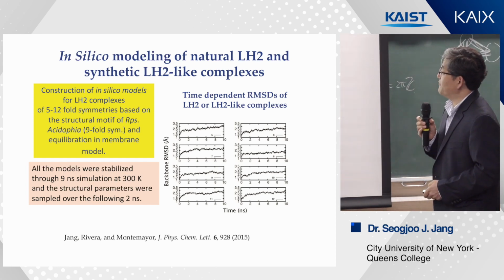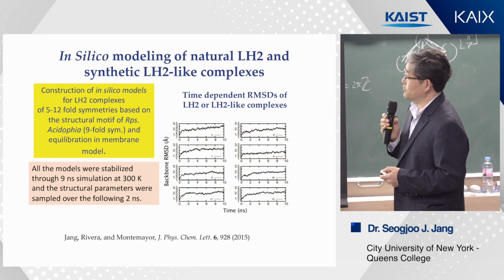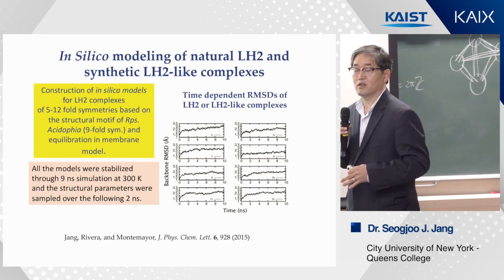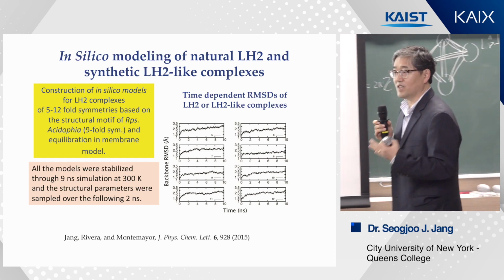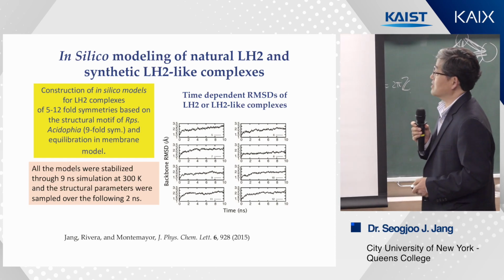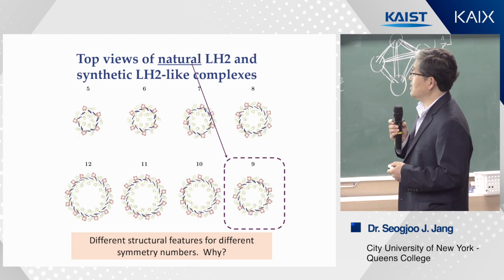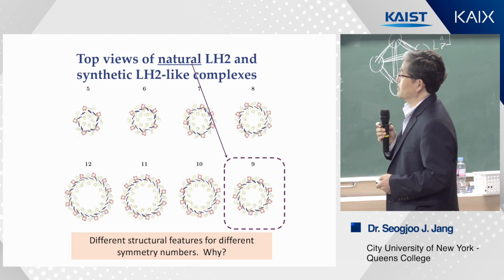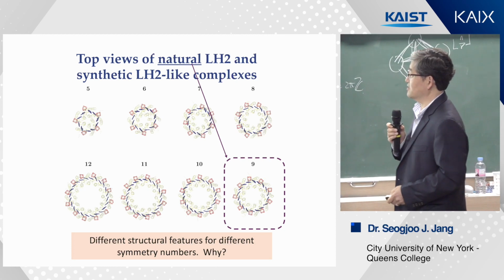Remarkably, we found that all of them worked, except for the smallest ones. We actually tried 3-fold or 4-fold ones, but they became too unstable and didn't exist. But starting from 5-fold symmetry, we were able to find stable forms of synthetic light-absorbing complexes. So that was exciting.